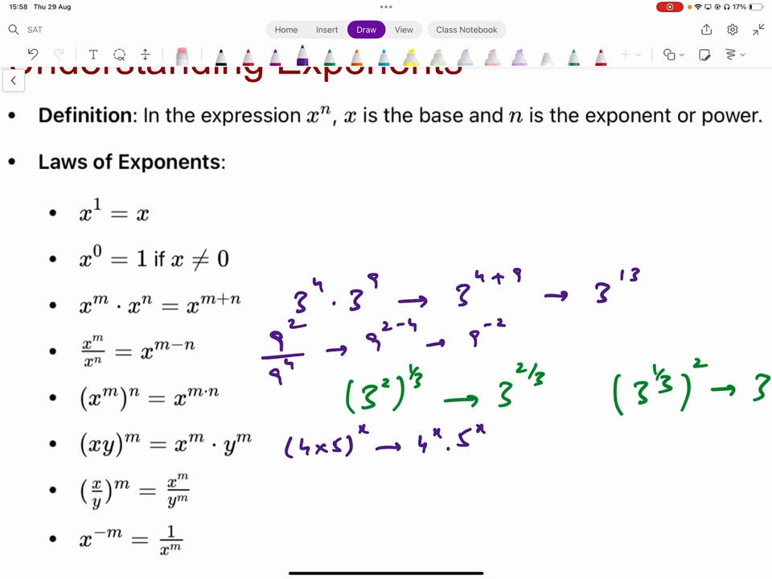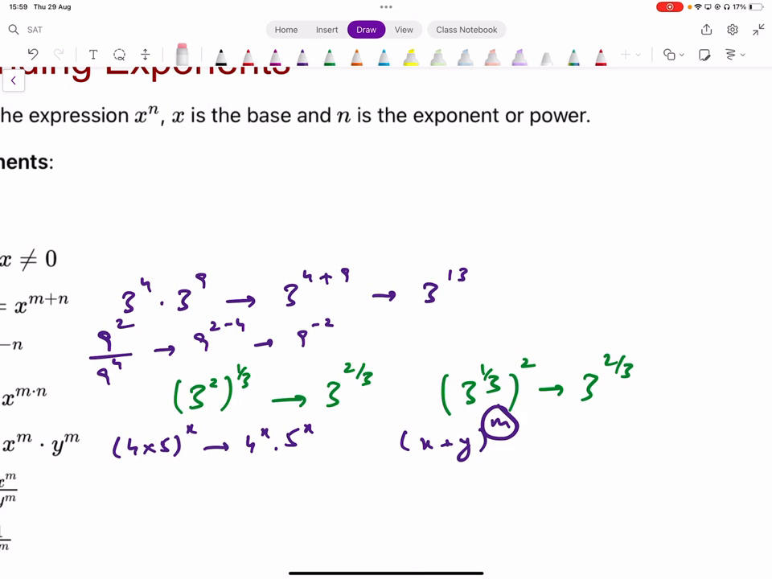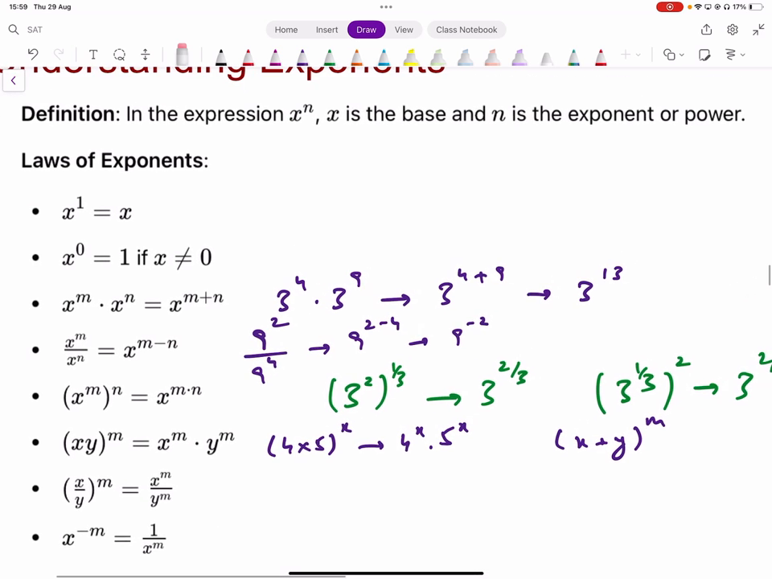What if you had this instead? X plus y whole raised to power m. So instead of a product, if you had addition going on inside the brackets, what will you do? X plus y whole power n. Can this rule work here? Yeah, so it depends on the power. If the power is 2, then you would say x squared plus 2xy plus y squared. If the power is 3, then you have to use some other rule. But these indices rules do not work in that case.